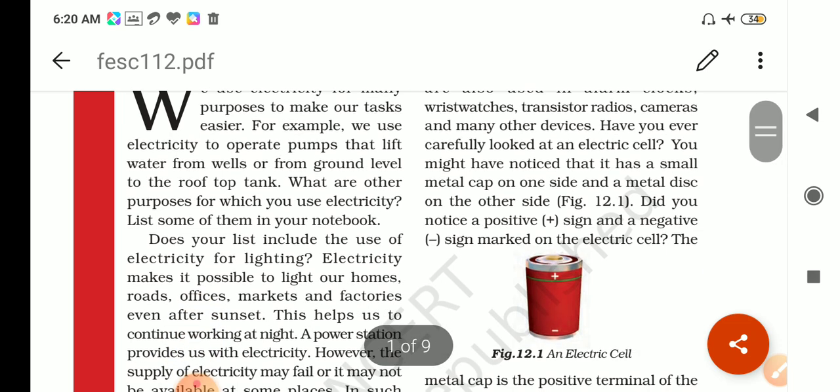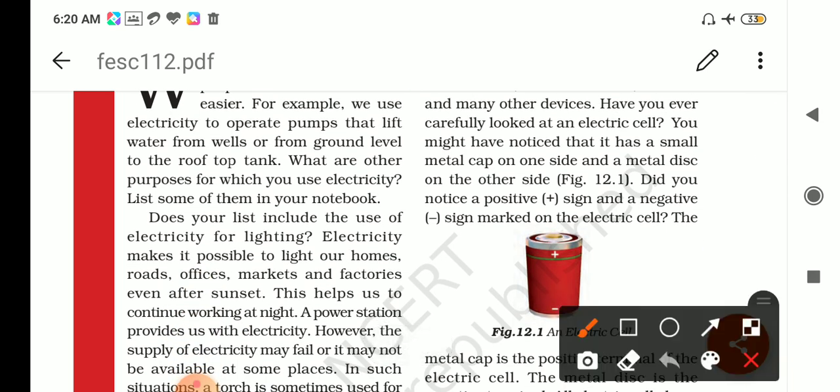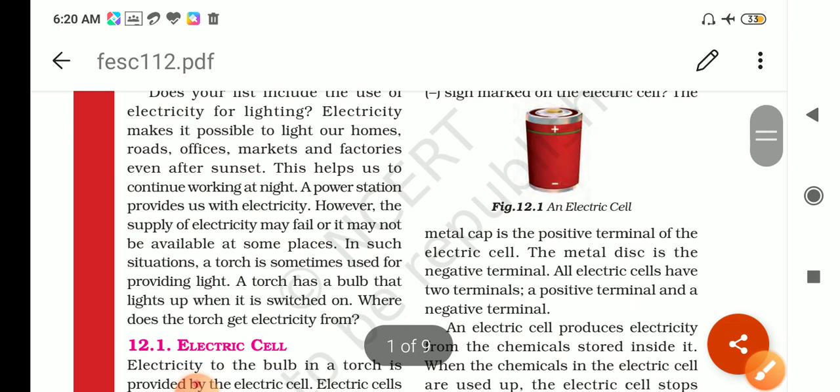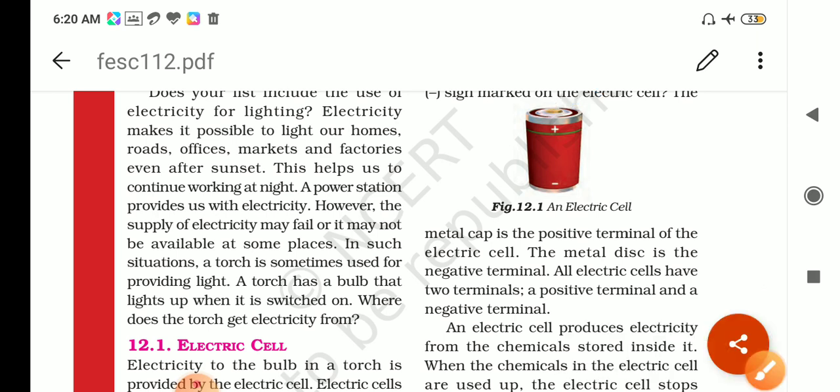And if we see the cell, as I told you in the online class also, there are two signs on it, plus and minus. Actually, these are the two terminals. One is the positive terminal and the second is called the negative terminal. The metal cap is the positive terminal. You can see this metal cap here. This side is called the positive terminal, and the other side is called the negative terminal. All electric cells have two terminals.